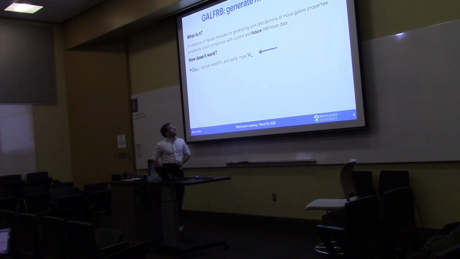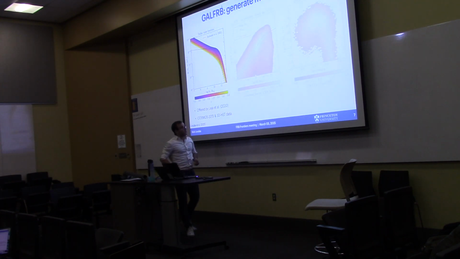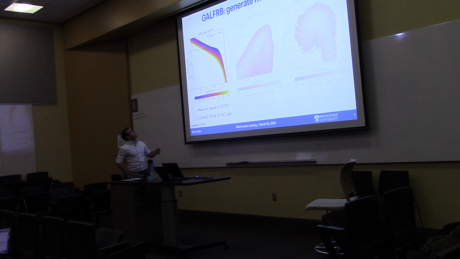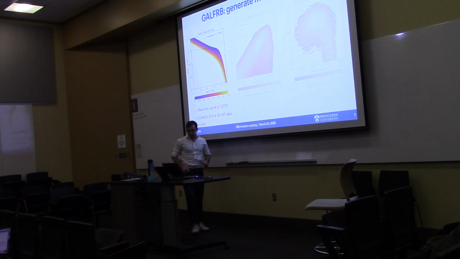Well, first of all, for each galaxy, you need to sample the redshift, the position, the distance from the observer, and the stellar mass. How can you do that? You can use the stellar mass function, which is shown in this figure, and you have to take into account galaxy evolution, and therefore you need to use a stellar mass function that is redshift dependent. Here, different colors correspond to different redshifts, and this stellar mass function has been obtained by Joel, and is trained on COSMOS 2015 and HST data.